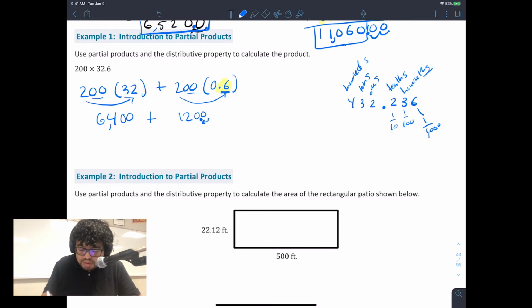6,400 plus 120. That will give you, that's 0, that's 2, that's 5, that's 6. So 6,520. There's your answer.